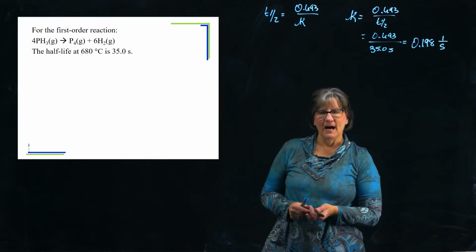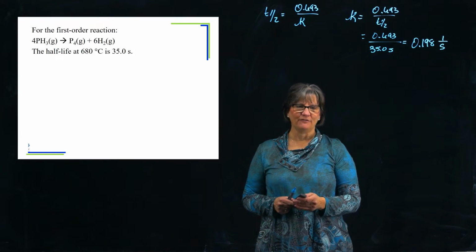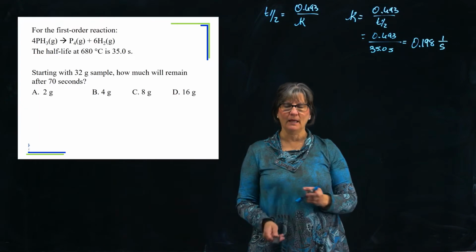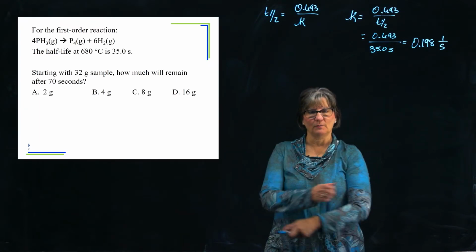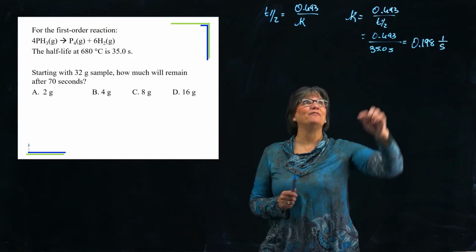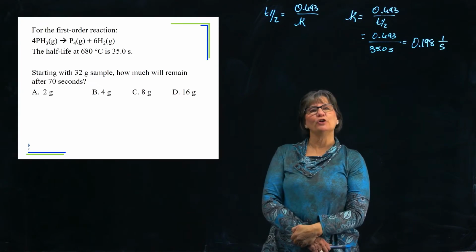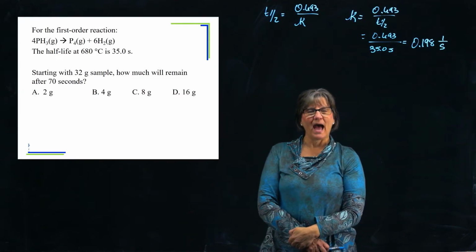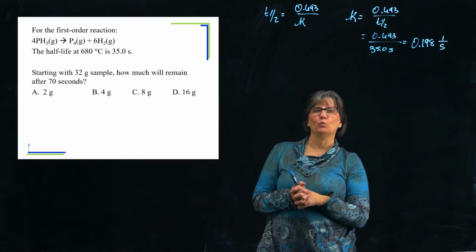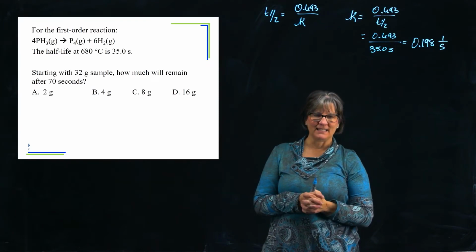All right, here we have a first order reaction. The half-life is given to me there, so it's the exact same problem we were working on before. And now I want to give you some information. We know it's first order. We know the k. We know the half-life. Okay, I have that. That's all here. Now we're going to start with a 32-gram sample, and I want to know how much of that 32 grams will remain after 70 seconds. Pause, think about it, and select your answer.